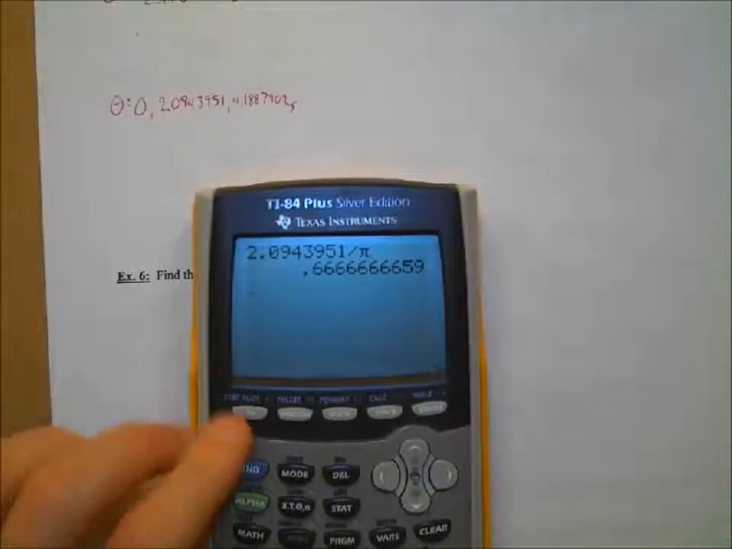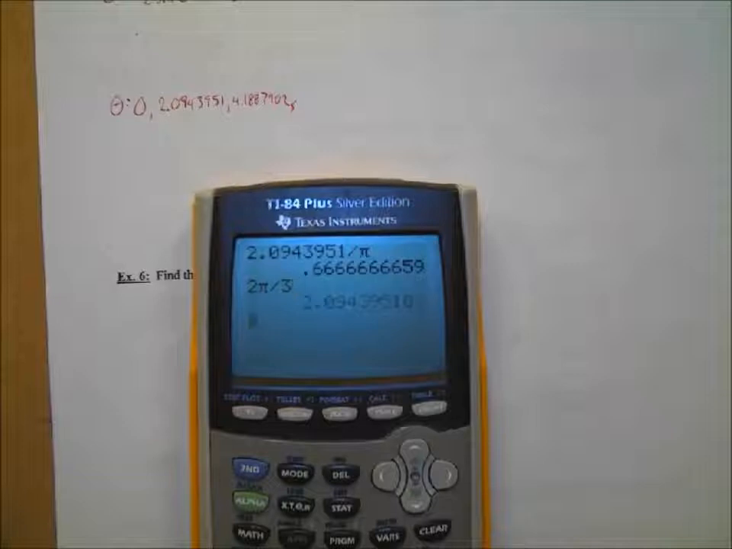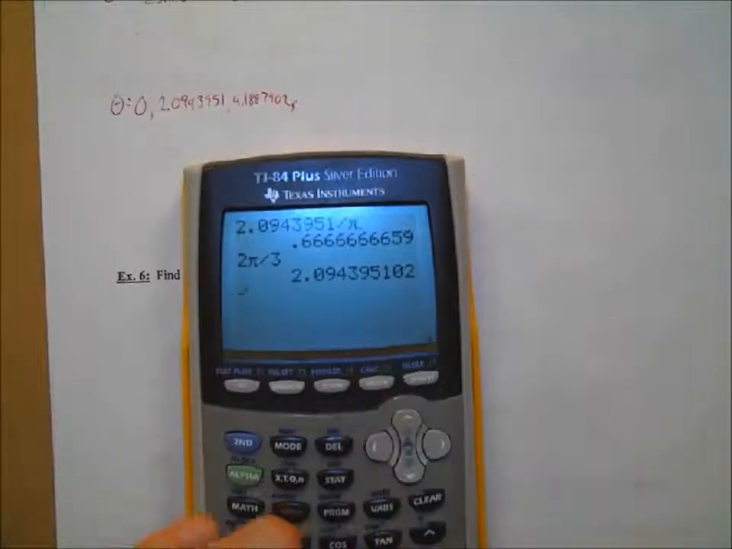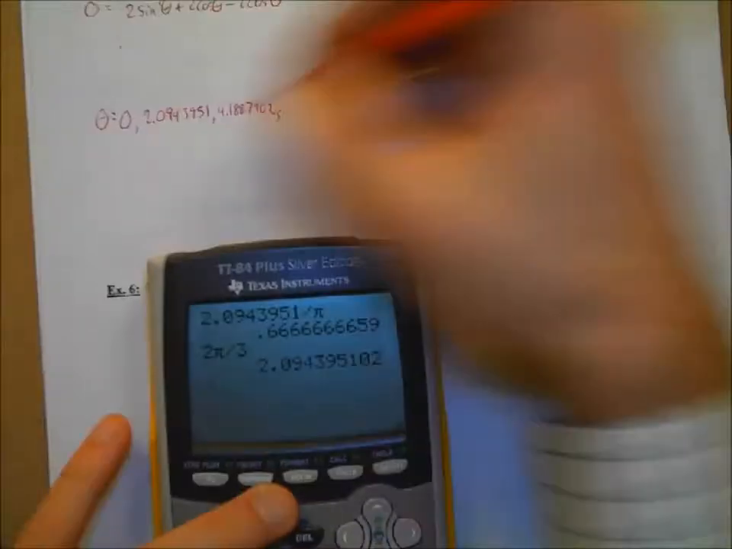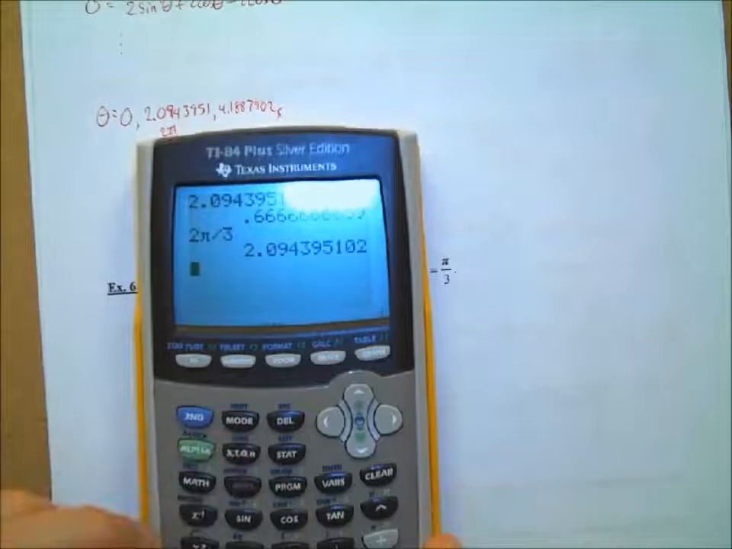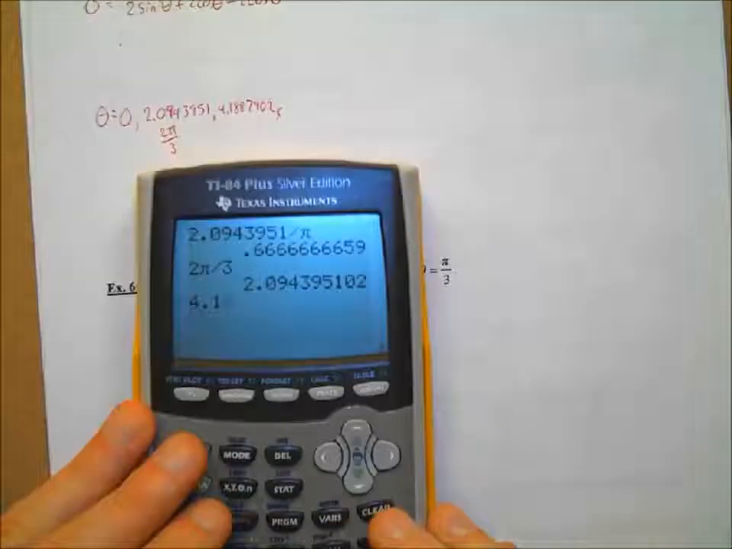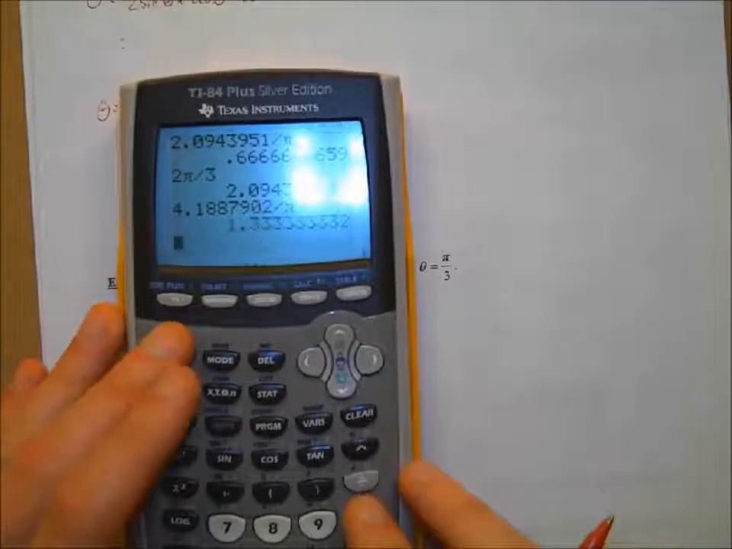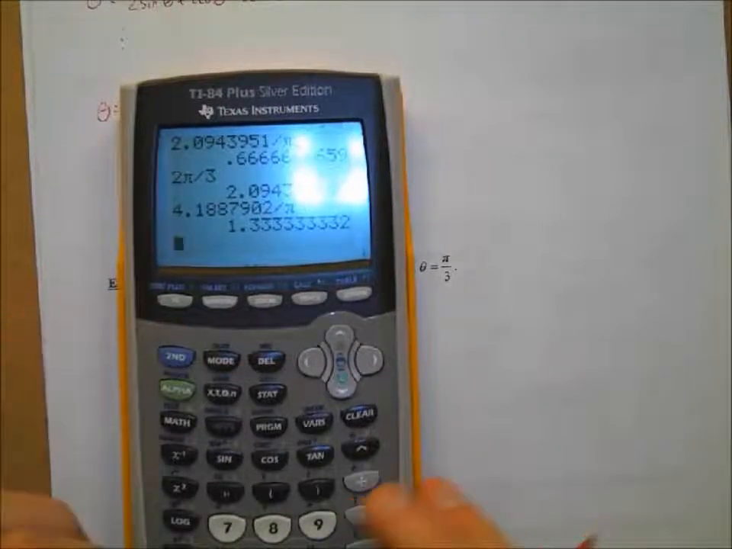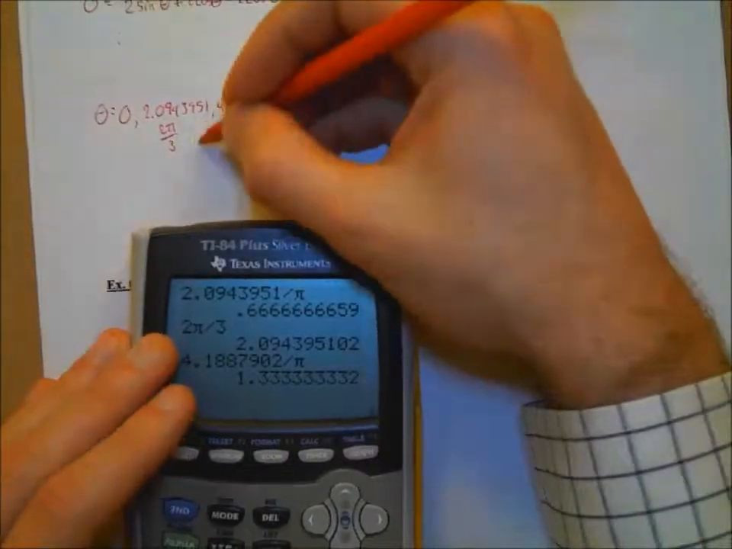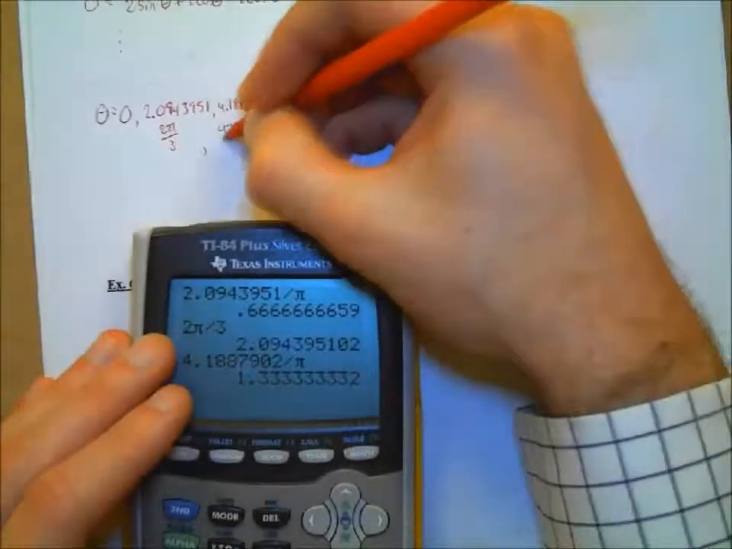And in fact, if we type 2 pi over 3 into our calculator, you'll see there's the 2.0943951 that we had before. And so this is 2 pi over 3. Okay, likewise with the 4.1887902, if we divide that by pi, it's 1.3333, which as a fraction is 4/3. Okay, or in other words, double the 2 pi over 3.